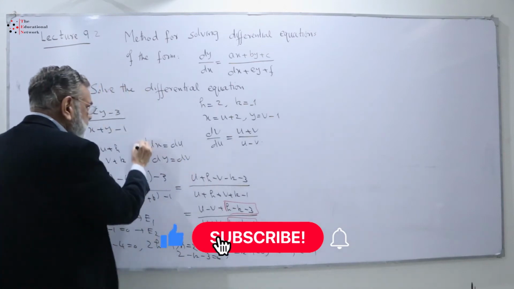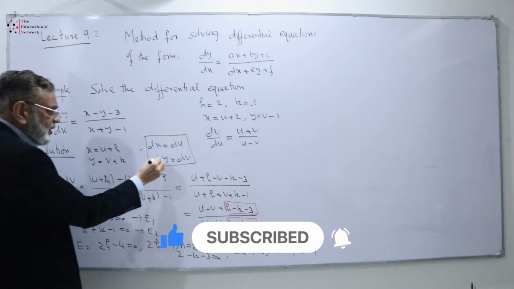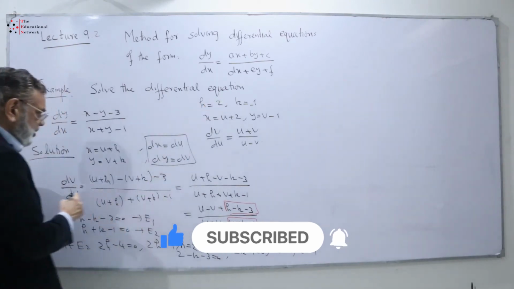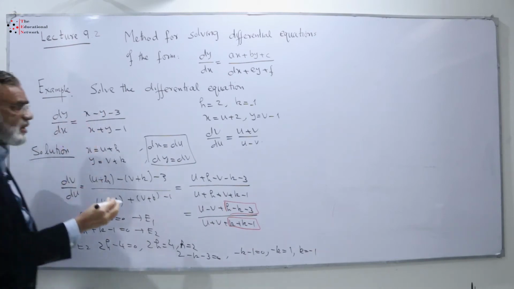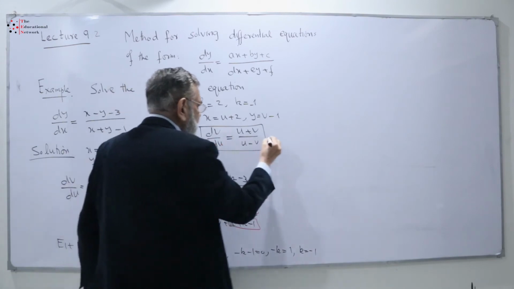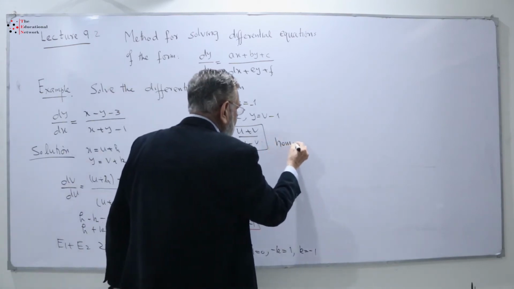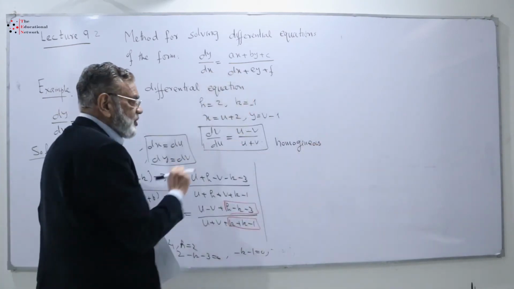We have the values of dx and dy, and we have the values of h and k. We just substitute h and k in our equation using the transformation, and we'll get this equation. So this equation is my homogeneous equation. We have this homogeneous form.